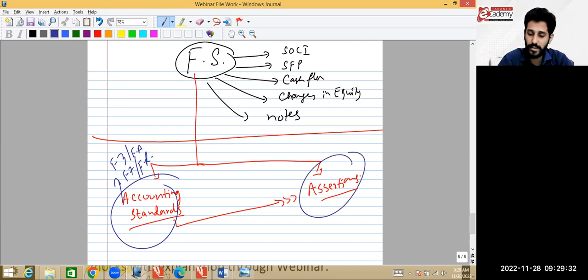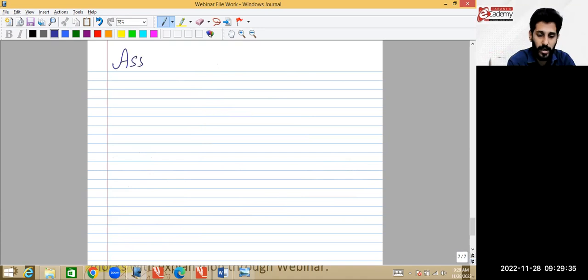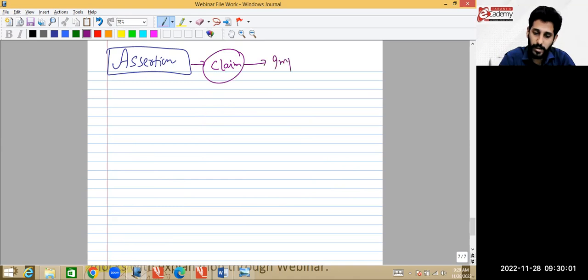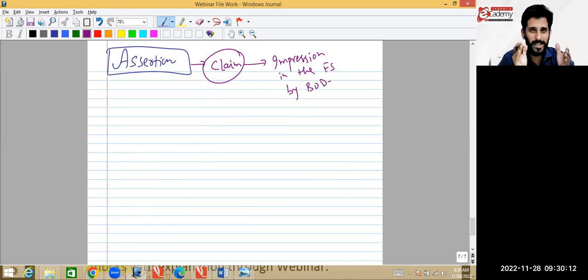And what is actually the financial statement assertion? Now see, what is assertion? Assertion is the declarations in the financial statements which are made by the management. Assertion is actually the claim. Claim means the impression in the financial statements from the board of directors. Something is being claimed by the board of directors in the financial statements, and those claims are known as the assertions. Or you can say claim means the declarations.